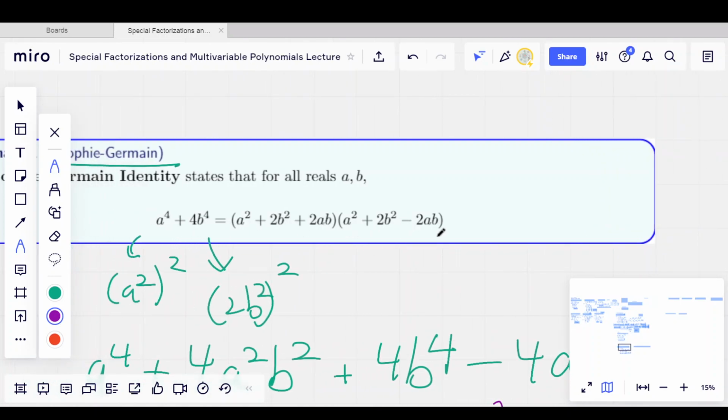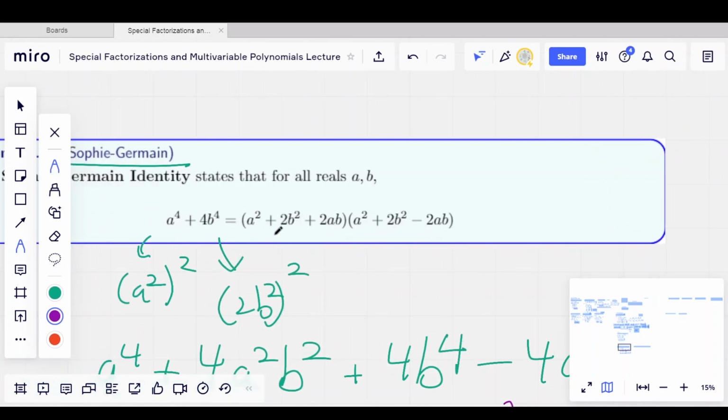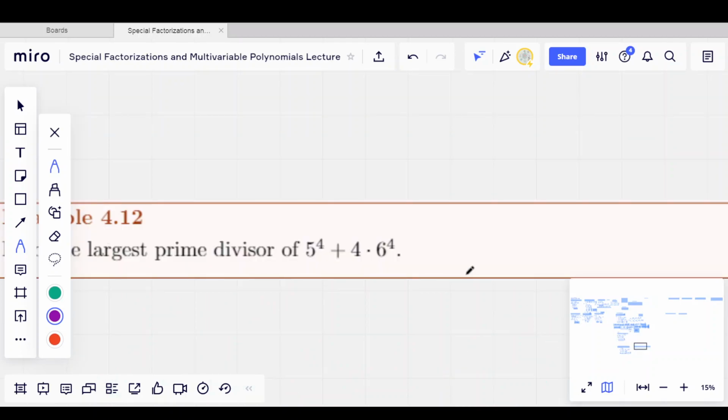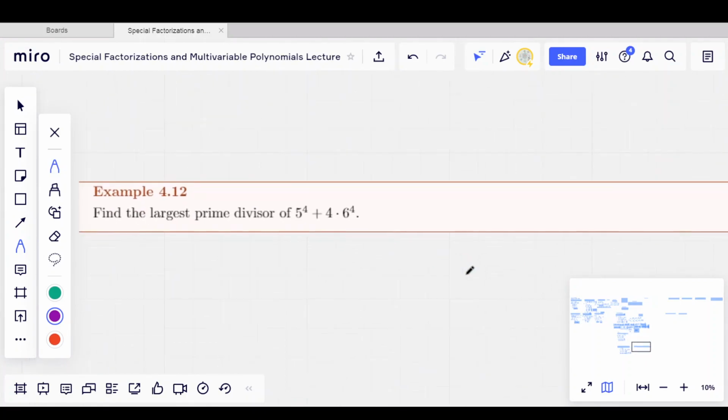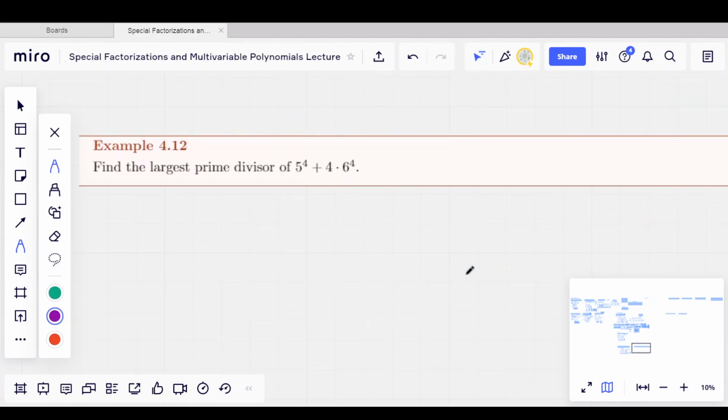This is actually very useful for problems. It's not very useful, in general, for AMC and AIME problems. But if you want to factor a number in this form, you should use the Sophie-Germain identity. So like in the next example, we want to find the largest prime divisor of 5 to the fourth plus 4 times 6 to the fourth.